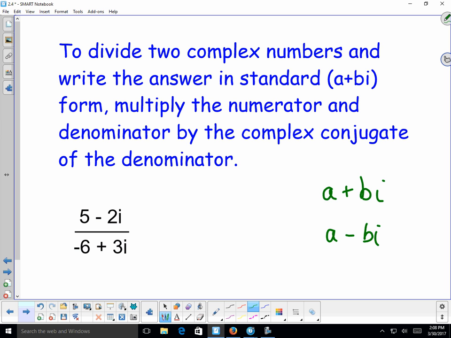6 minus 3i. Then you switch both. We don't want to switch both. You've got to keep the real part the same and make the imaginary part opposite. So -6 minus 3i.